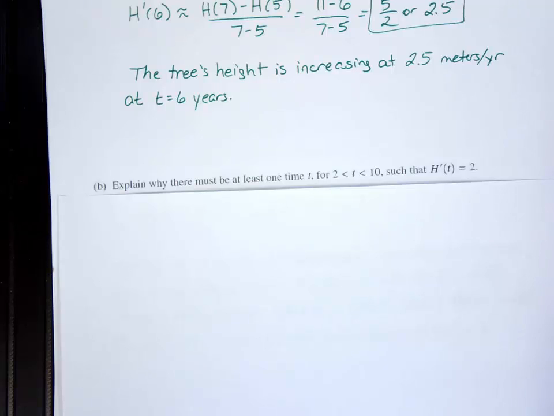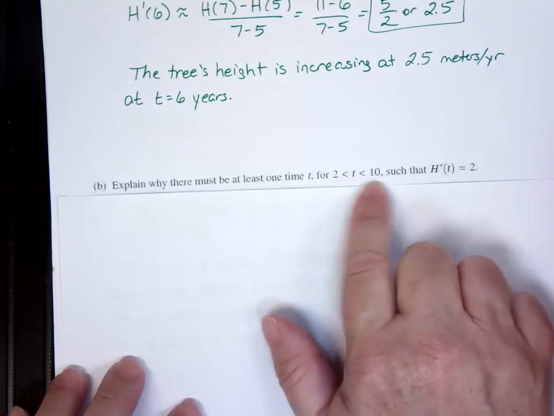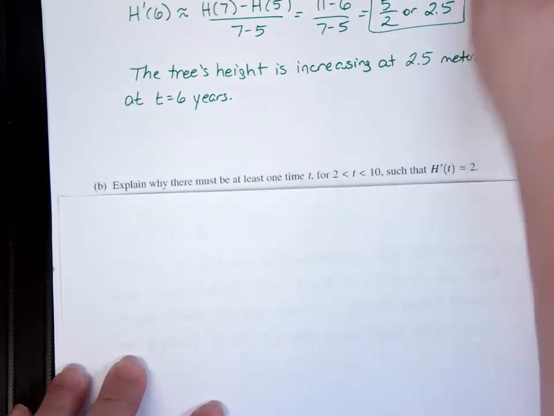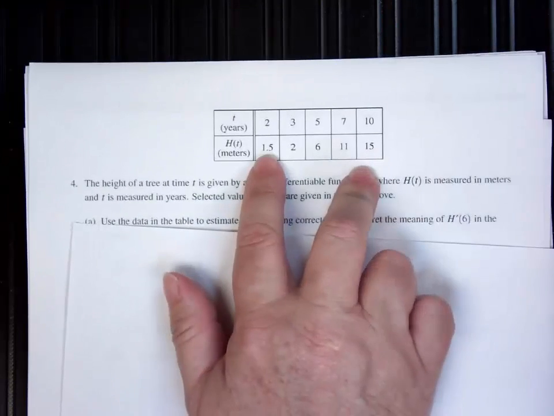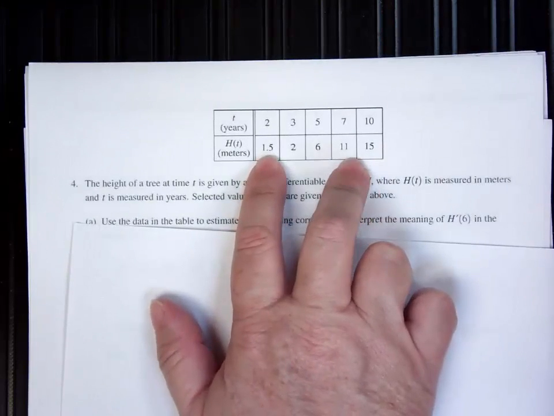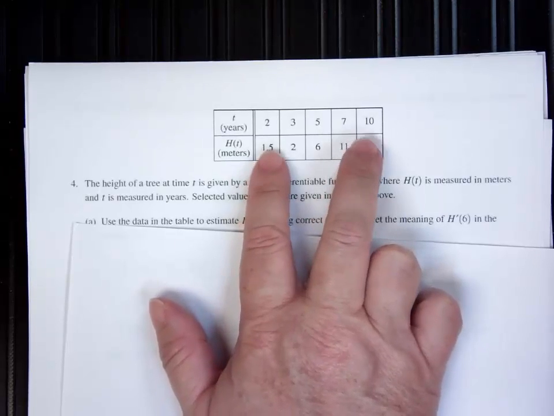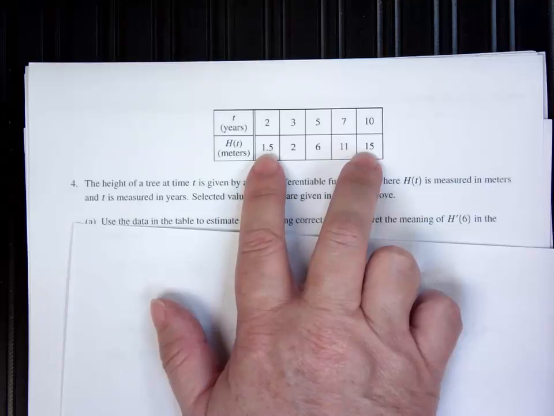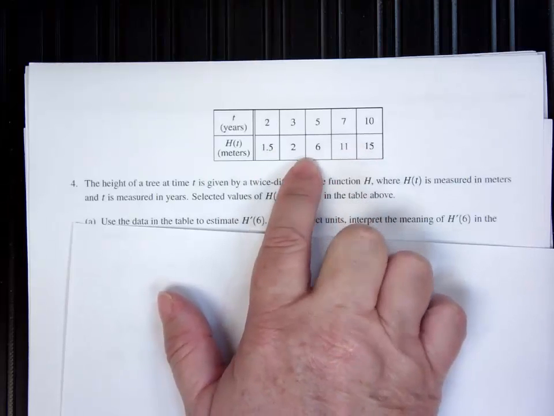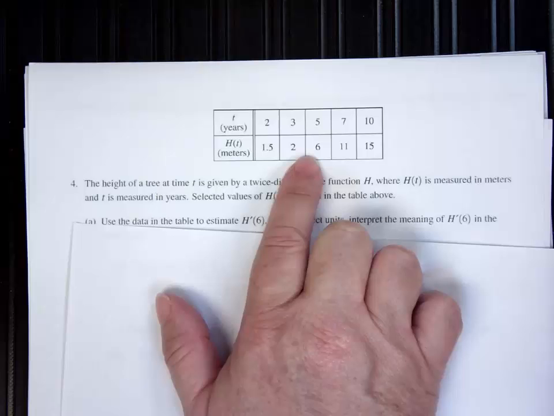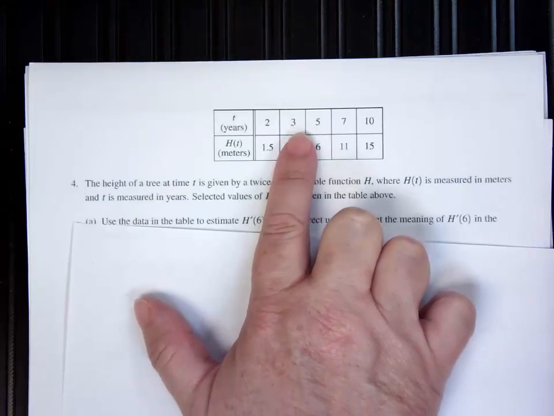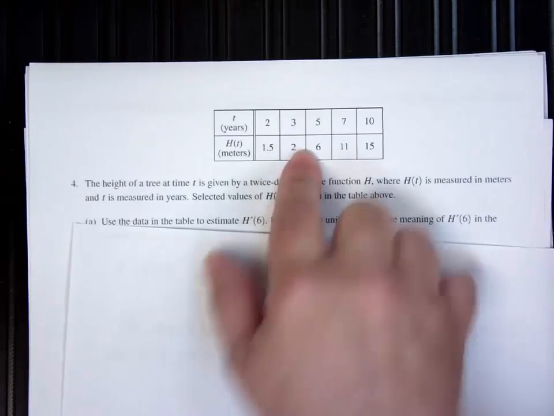Mean value theorem is where AROC equals IROC, and the interval they gave was 2 to 10. But if you go back to the chart and look at the data and try to do an AROC from 2 to 10, you don't get an answer of 2. So we can't use these 2 points as our points where the slope has to be 2. But if you look at 3 to 5, notice that the slope here, change in y is 4, change in x is 2. So lo and behold, from 3 to 5, the slope will be 2. And that's what I used when I did this problem.